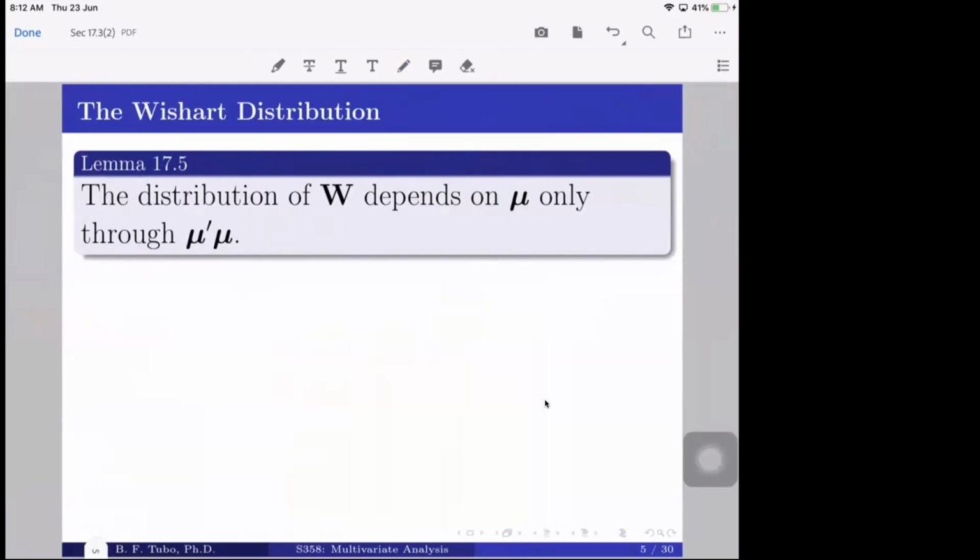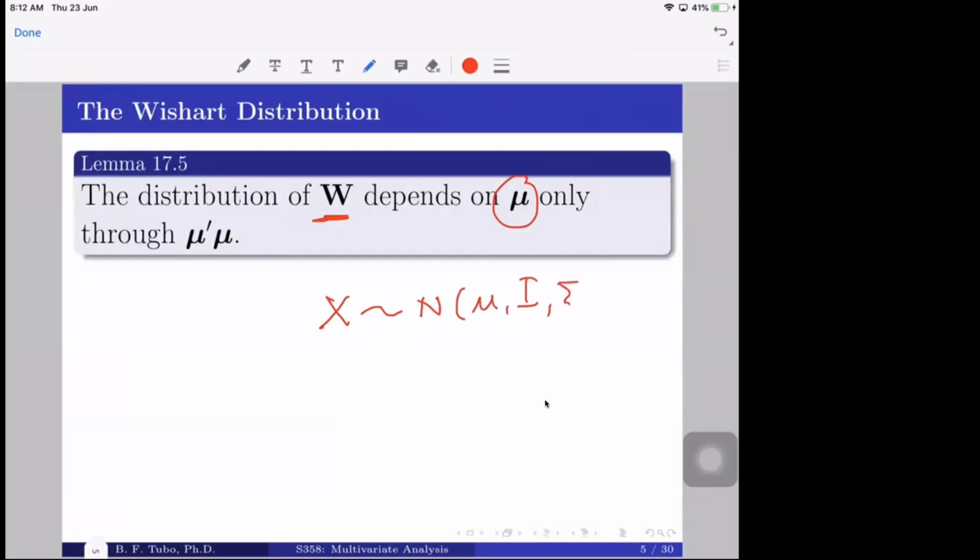Now, one result, lemma 17.5, tells you that your W here depends only on mu. So take note: from X, which is normally distributed with a mean mu, I, and sigma, X prime X, which is W, will be dependent on a parameter mu prime mu. Later on, this mu prime mu will actually be your delta, which is the non-centrality parameter.